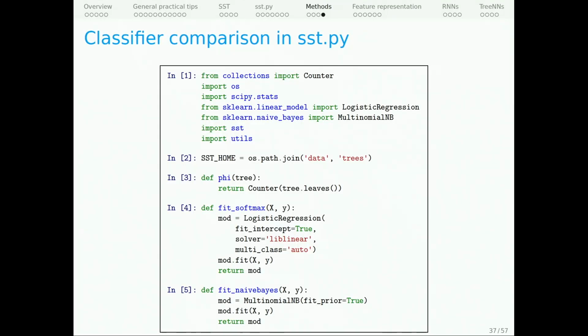So just to set that up, here what I've done is fixed the bag of words feature representation phi like before. But now I have two model wrappers. One I've called fit softmax. You might call it fit logistic regression. And the other is fit naive Bayes. This is a classic kind of comparison, especially for sentiment. Let's see which is better, logistic regression or naive Bayes.